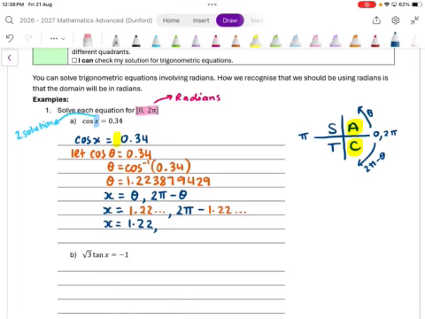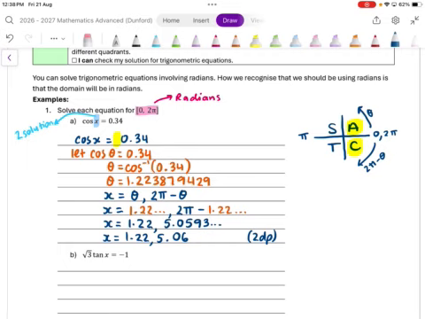Then to get our second answer in our second quadrant, we'll go 2 pi minus our answer to get 5.0593... Okay, we're going to round these to two decimal places. So we'll have our answer is equal to 1.22 and 5.06. Sorry, not 5.01, 5.06. Okay, does that make sense? Was everyone's calculator in radians, and were you able to do that?